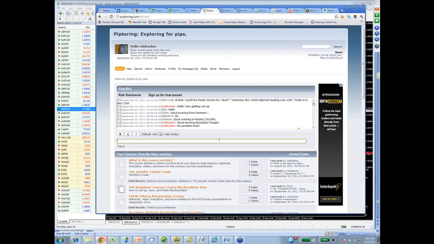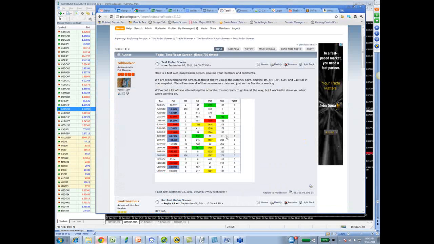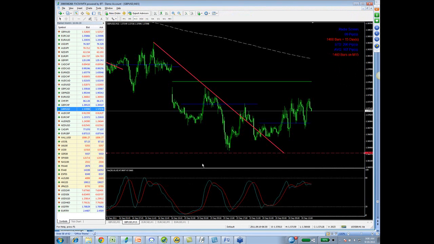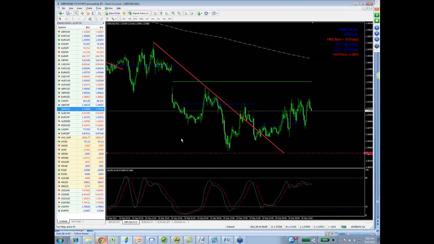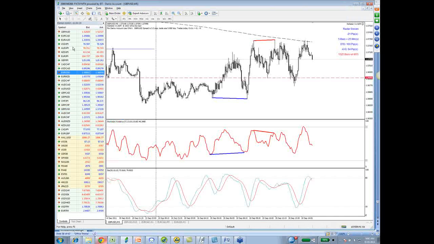See what comments come through. Jim's still mentioning that the test radar screen has been frozen and is showing the same numbers day after day for a while here, and that's a good thing to know. The pound dollar is really the number one item on my Bossilator watch list. It's still the number one most important trade that I'm looking at, but I did want to look at one other and see if it's still setting up.